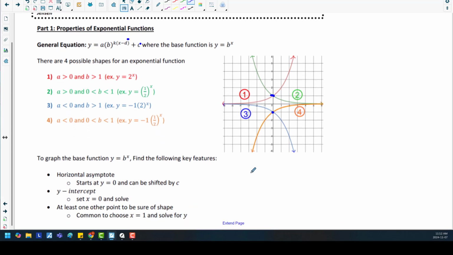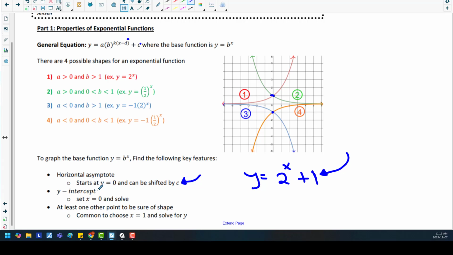So to graph the base function y equals b to the x, we find the following key features. The horizontal asymptote starts at y equals 0 and then can be shifted by your c value. So your horizontal asymptote, depending on your c value, usually that is what it's going to be. If, for example, y equals 2 to the power of x plus 1, I would expect my horizontal asymptote to be y equals 1, because that is my c value.